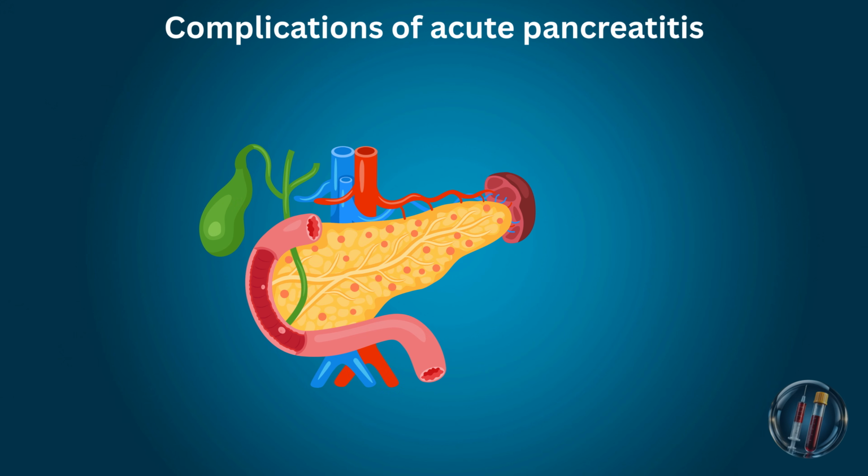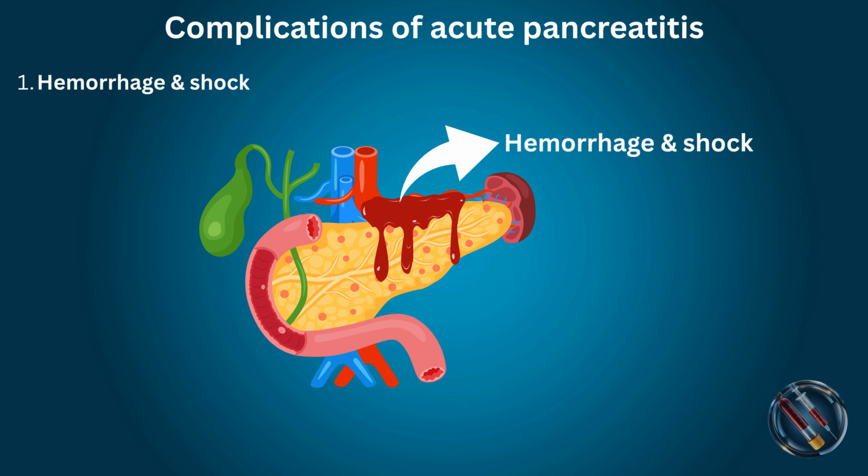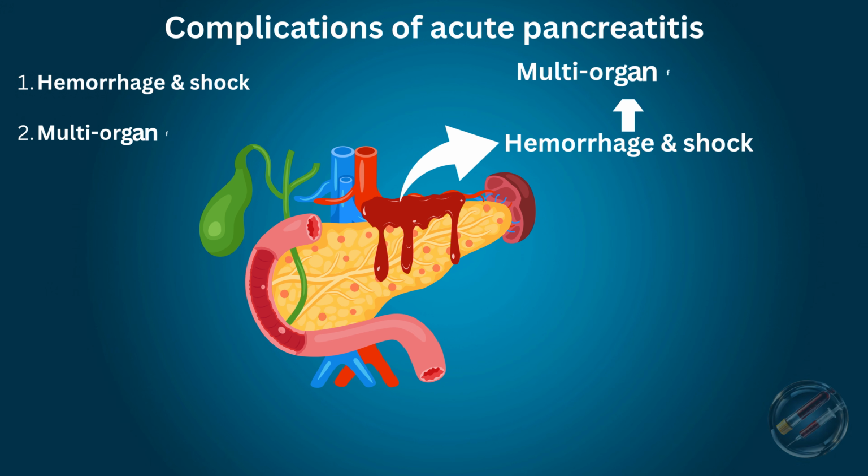Let's discuss the complications of acute pancreatitis. While the condition normally resolves spontaneously, severe cases can progress to life-threatening complications. Initial complications include hemorrhage and shock, which arise from enzymatic vascular damage and subsequent blood leakage into the peripancreatic space. Ultimately, this profound shock can trigger multi-organ failure.